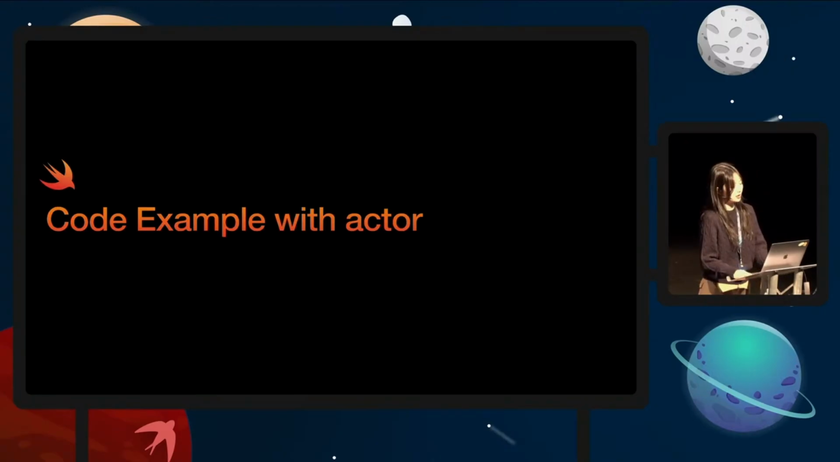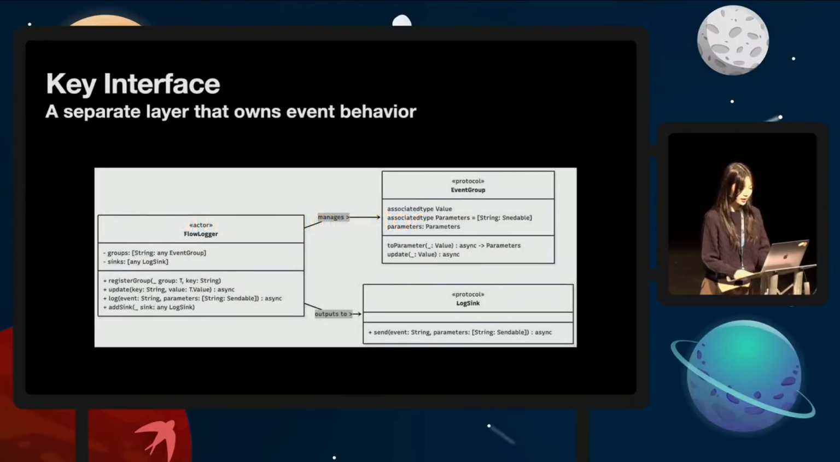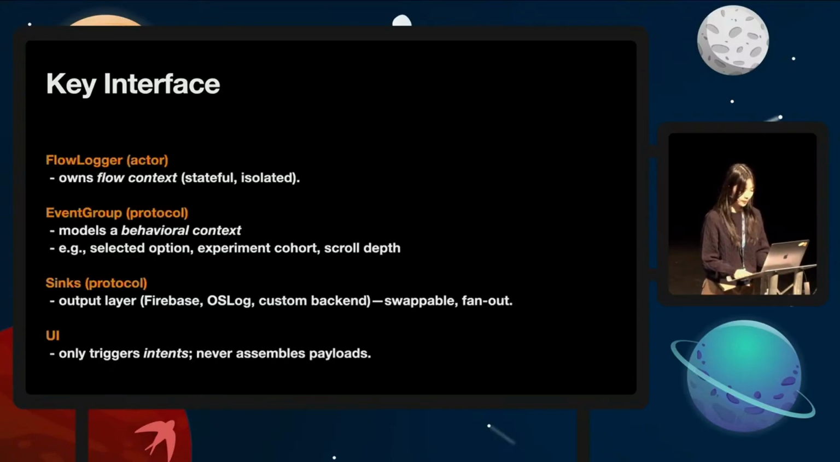And the key idea is here: events deserve their own layer, a design made only for them. So let's take a quick look at the high-level structure. This diagram shows how the core pieces, the logger, event groups, and sinks, work together.